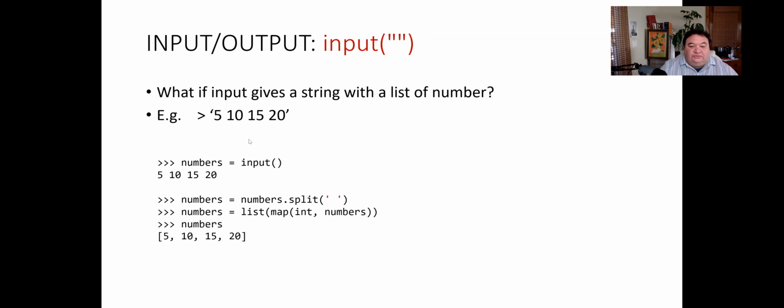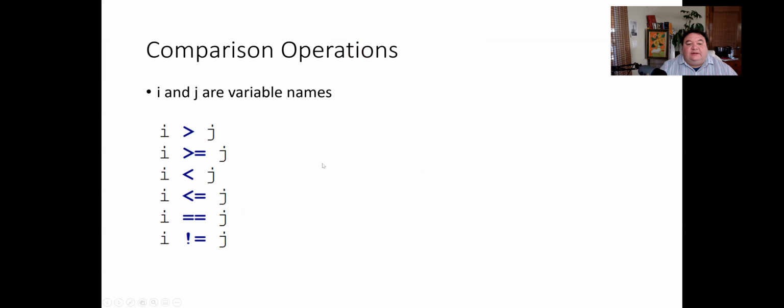Now, moving on to other basic stuff, comparisons in Python are similar to C++. So if I have two variables, i and j, I can check whether one is greater than, equal, or different, and so on in all the variations.